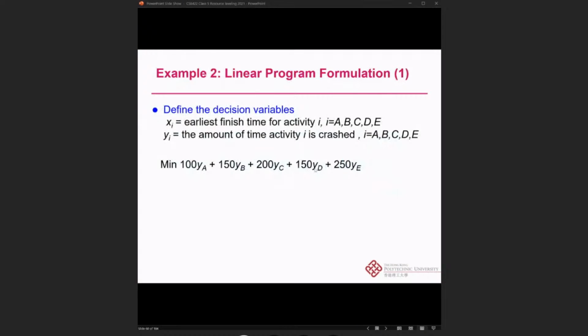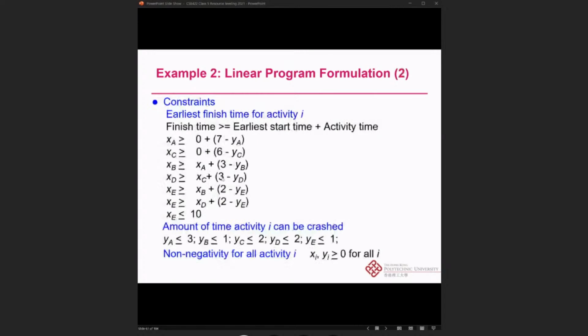So now we can also formulate these problems based on linear programming. We define the decision variables, since we already have the coefficients, so we can do the same thing as with the previous example. We want to minimize 100 YA plus 150 YB plus 200 YC plus 150 YD plus 250 YE.